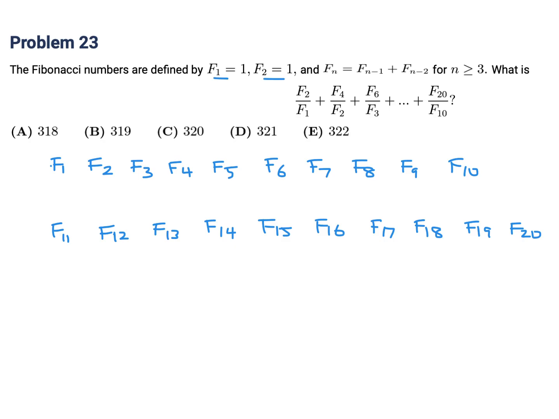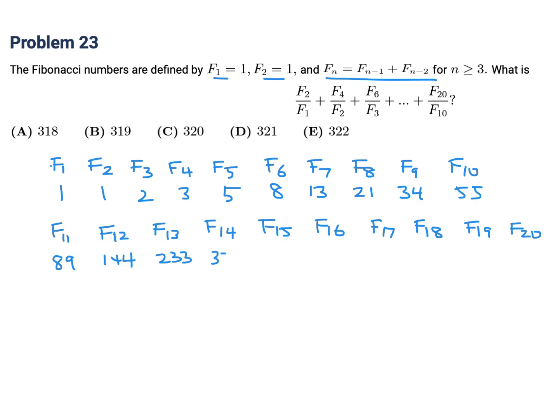Okay, so these ones are 1, 1, and then you're just using this recursive formula to find all the other guys. So it's going to be 2, 3, 5, 8, 13, 21, 34, 55, 89, 144, 233, 377, 610, 987, 1597, 2584, 4181, and 6765.